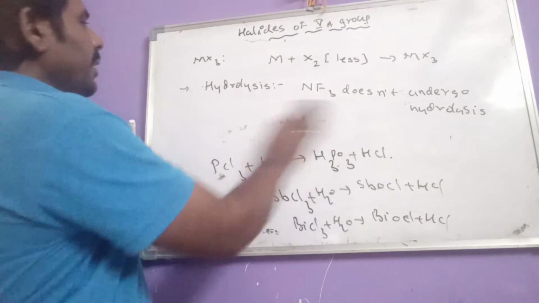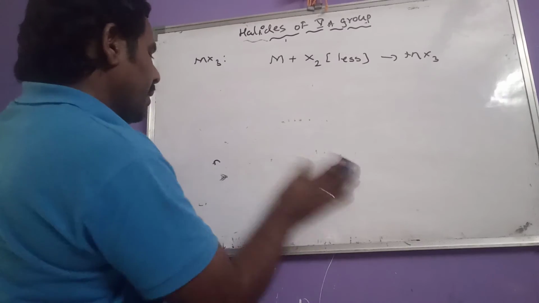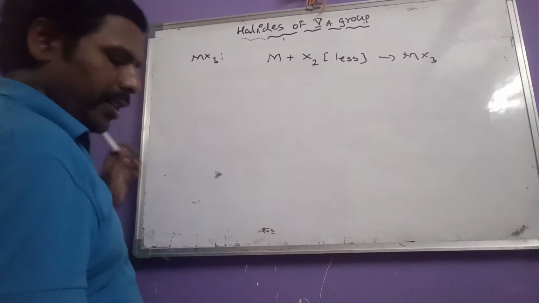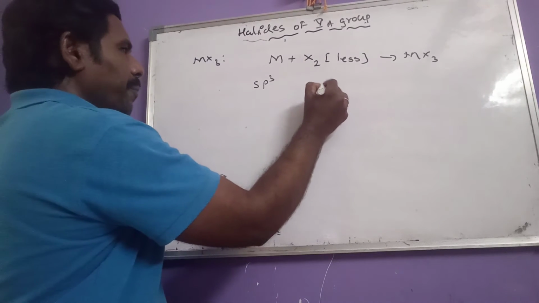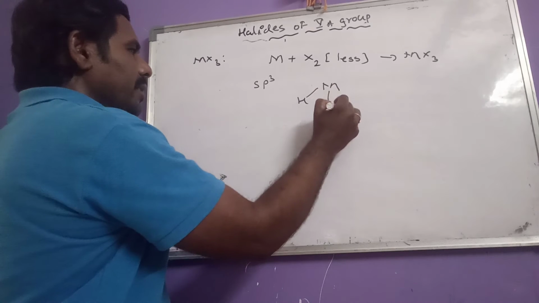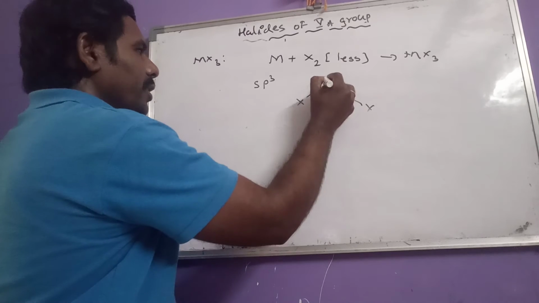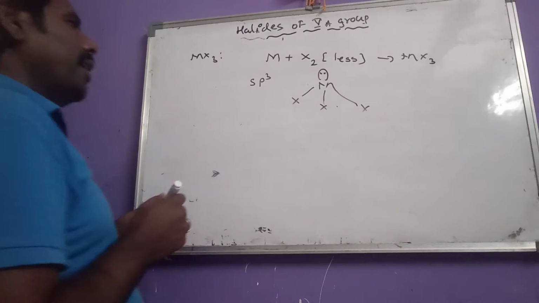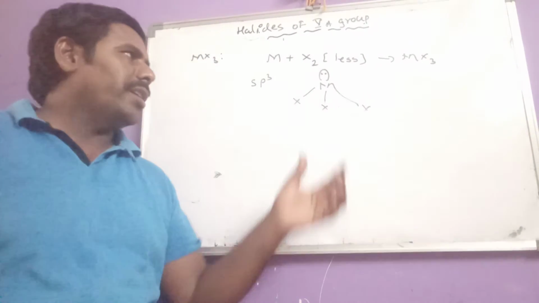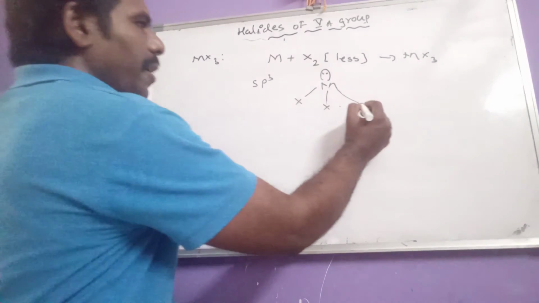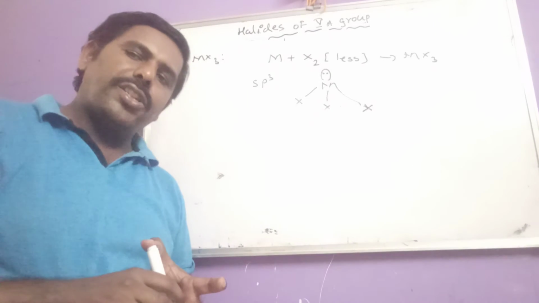Okay, then let us see the structure of trihalides of 5th A group elements. What is the hybridization of the central atom? The central atom undergoes sp3 hybridization, and it has one lone pair of electrons. So 5th A group trihalides have one lone pair of electrons and sp3 hybridization. So what is this structure? Pyramidal structure. That means trihalides have pyramidal geometry.